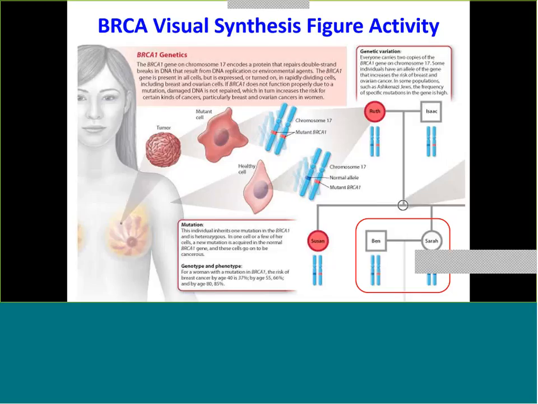So the visual synthesis figures scale really well, which is important in biology from the subcellular level all the way up to a whole organism, which is important for us. The thing that we do with this figure is we talk a little bit, in discussion section, about what a pedigree is, how it works.